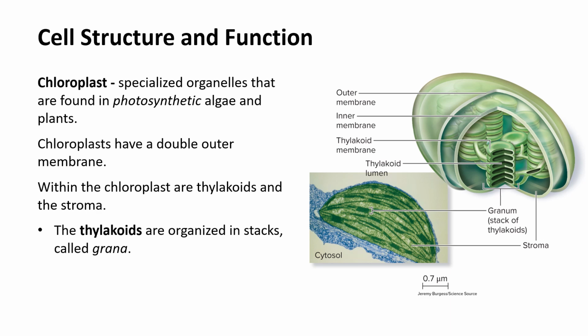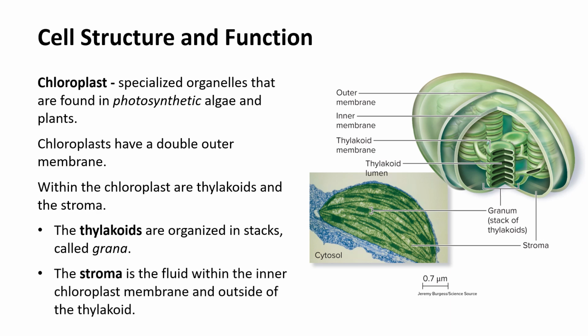Now, the thylakoids in the chloroplast are organized into stacks called grana, or singular, granum. They're like stacks of poker chips, one on top of each other. The stroma is the fluid inner portion of the chloroplast. It's outside the thylakoids, outside the poker chips or green hockey pucks, and is the fluid-filled portion. And we'll talk about the significance of that.